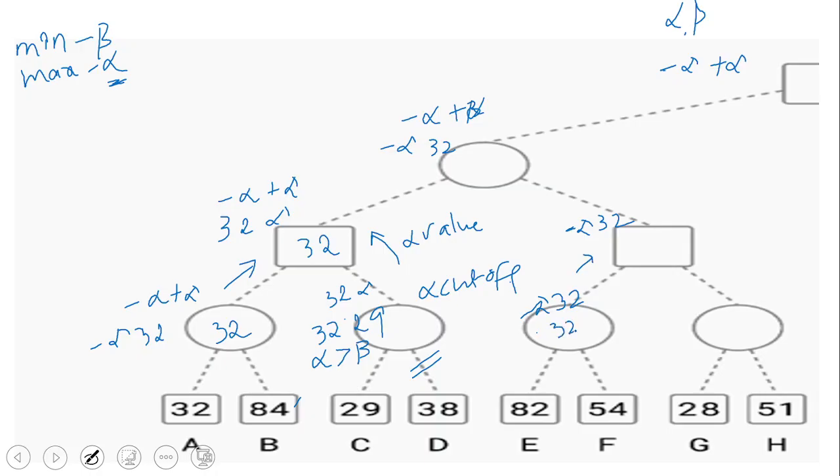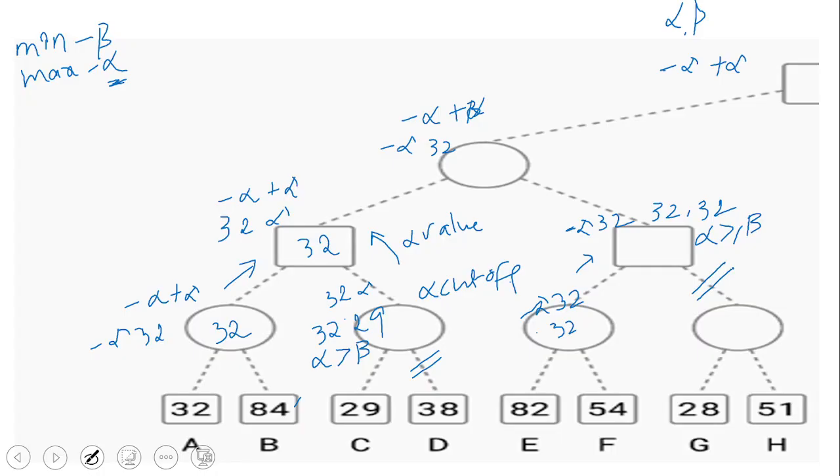This 32 value will be forwarded to the maximum node. At the maximum node, the alpha value will be changed. Now it becomes 32, 32. Here the condition alpha is greater than or equal to beta is satisfied, so there is no need to visit the remaining nodes.